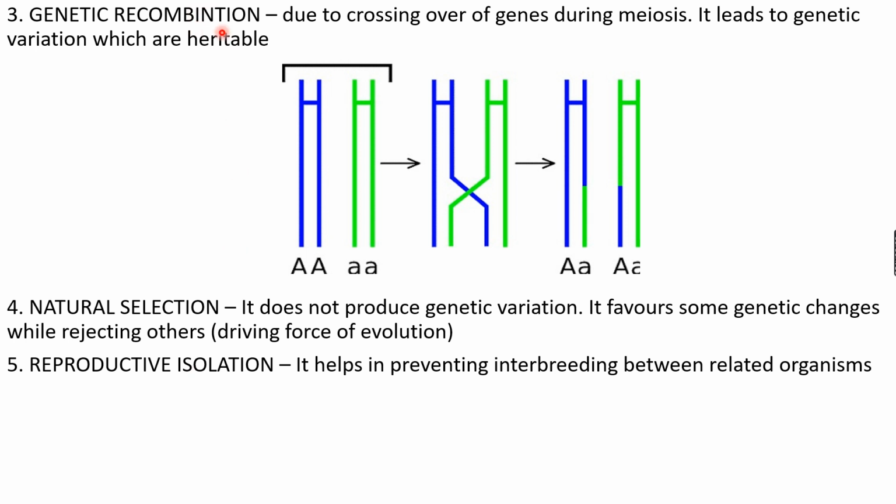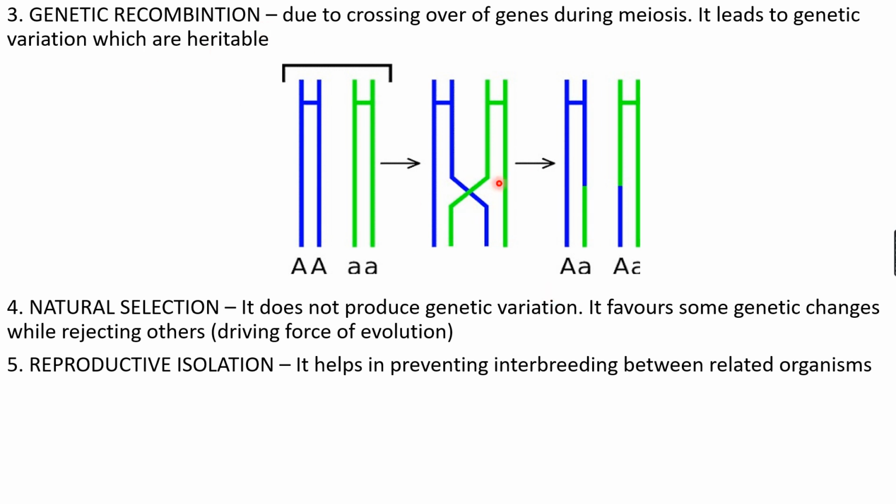What is genetic recombination? It is due to crossing over of the genes. During meiosis, crossing over occurs between the pairing up of chromosomes. The two homologous chromosomes lie parallel to each other, and their chromosome material along with the genes is exchanged. This is called crossing over. Crossing over of the genes during meiosis, or reduction division, leads to genetic variation that is inheritable.